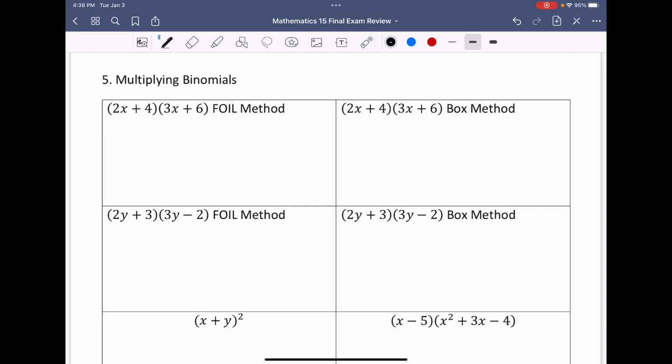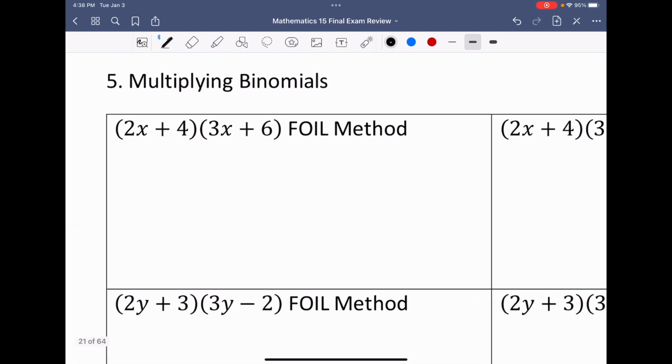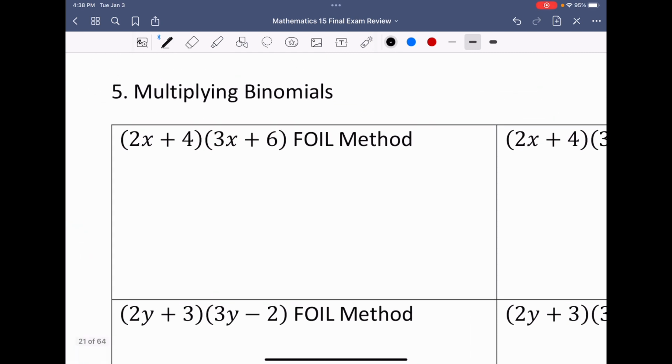Okay, multiplying binomials. Binomials are things with two monomials put together. So if we see anything like these, we can either use FOIL method or box method, two completely valid methods, but they do the exact same thing. By FOIL method, what are we talking about? Well, we're going to do first, outer, inner, last.